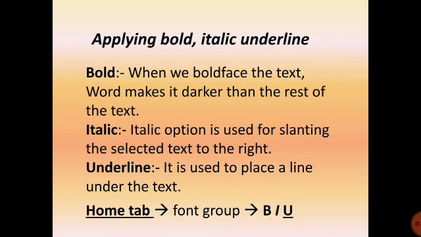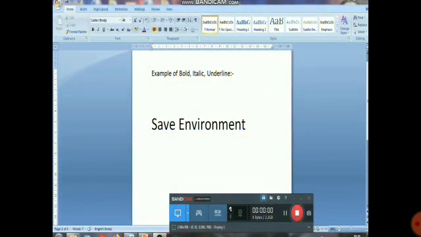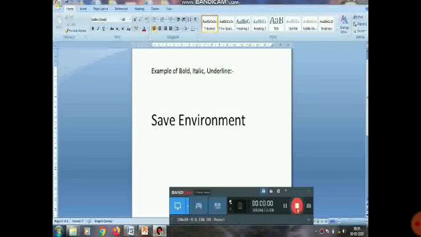Now, where will you get this bold, italic, underline option? In Home tab, in Font Group itself, and there is written BIU. You will see there is written BIU. So that is B for bold, I for italic, and U for underline. Let's see the example of bold, italic, underline.